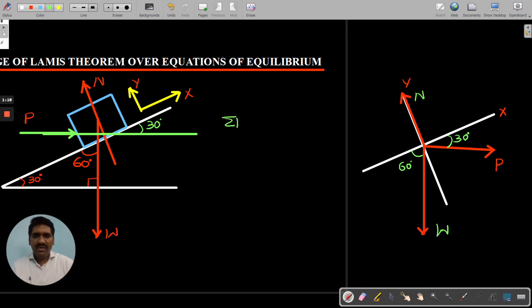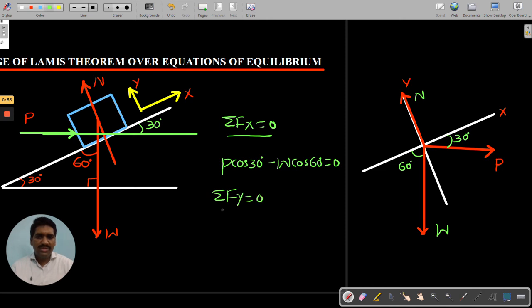I am applying the first equation of equilibrium by writing sigma Fx equal to 0. We have P cos 30 minus W cos 60 equal to 0. At the same time, summation of Fy equal to 0. We have N acting upward and P acting downward, so P sin 30. About resolution, I will explain completely and clearly in the coming hours of the full course. Nothing to worry about that. And this becomes W sin 60.